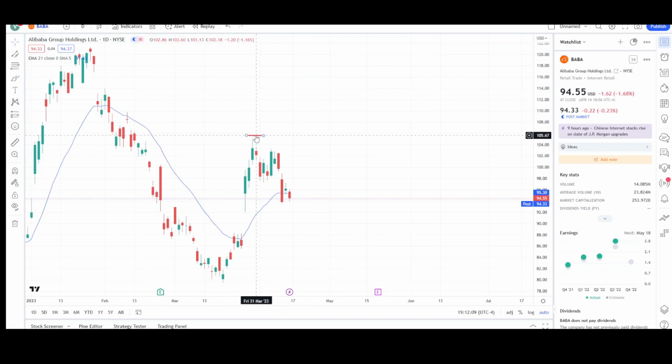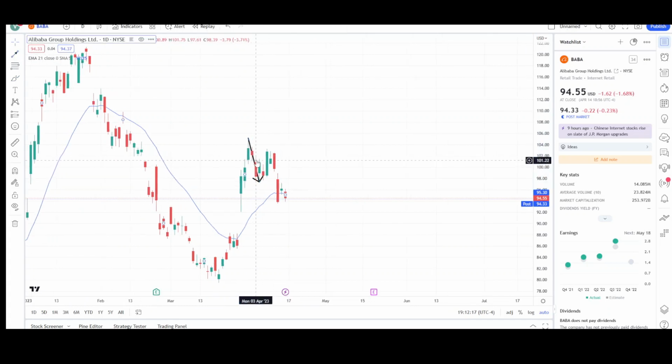So where to now for Alibaba? Well, what Alibaba did was make two legs down. You can see that this was the first leg down. Prices bounced up, and then this was the second leg down. And right near the end of this measured move target, you can see that prices are struggling to go lower. It's building some type of support right over here at this EMA and this $94 level.